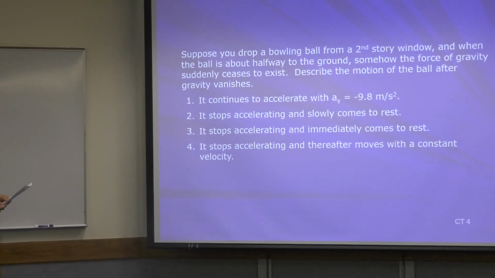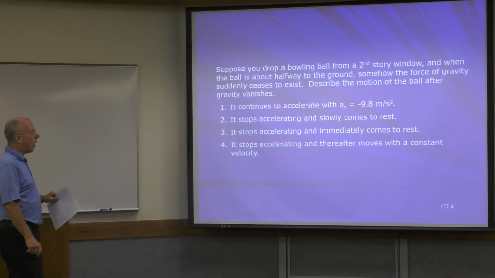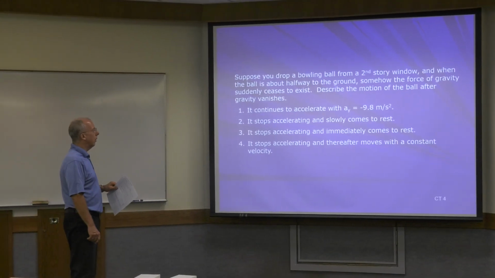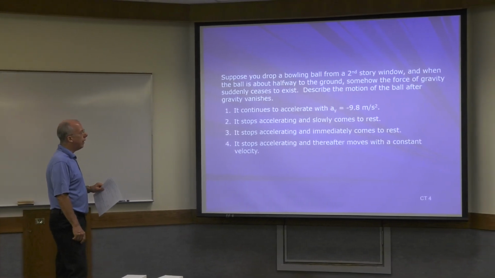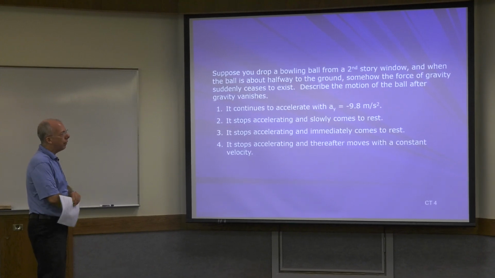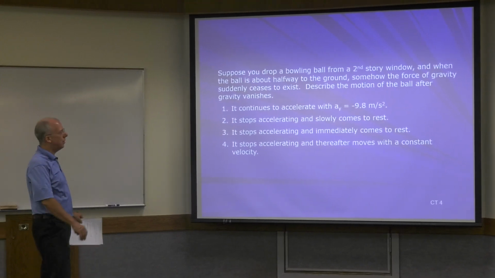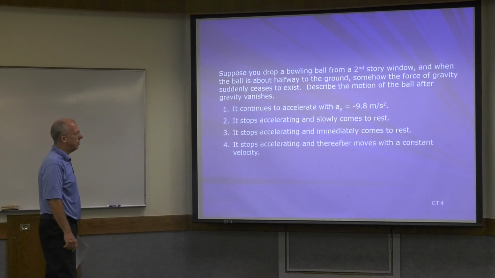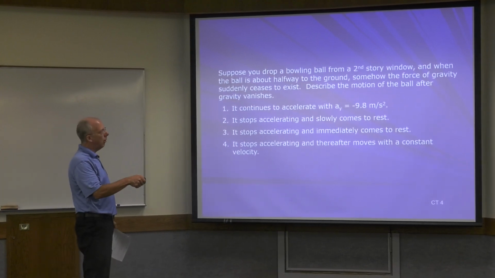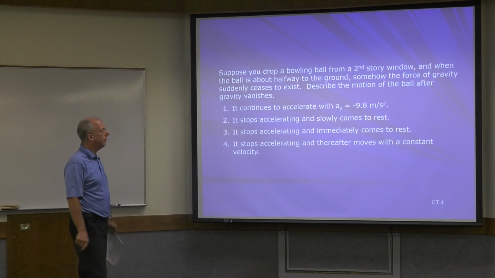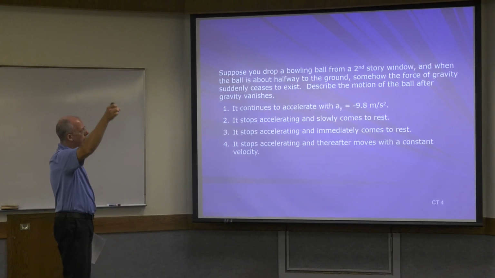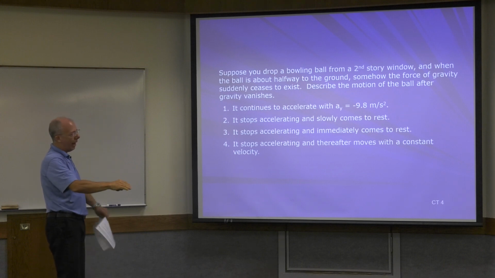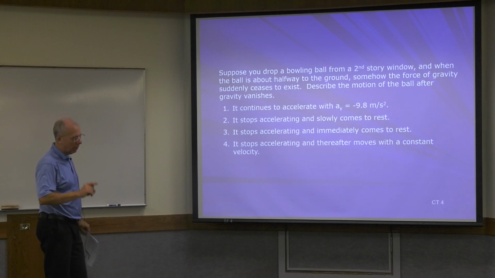All right. Here's another question for you. Suppose you drop a bowling ball from a second-story window, and when the ball is about halfway to the ground, somehow the force of gravity suddenly ceases to exist. Describe the motion of the ball after gravity vanishes. Now hold it. Second-story window, so we're ignoring air resistance, okay? So we drop a ball from the second-story window. When it gets halfway down, gravity ceases by some magical way. What's going to happen to the motion of the ball? So think about it. Pause your video.